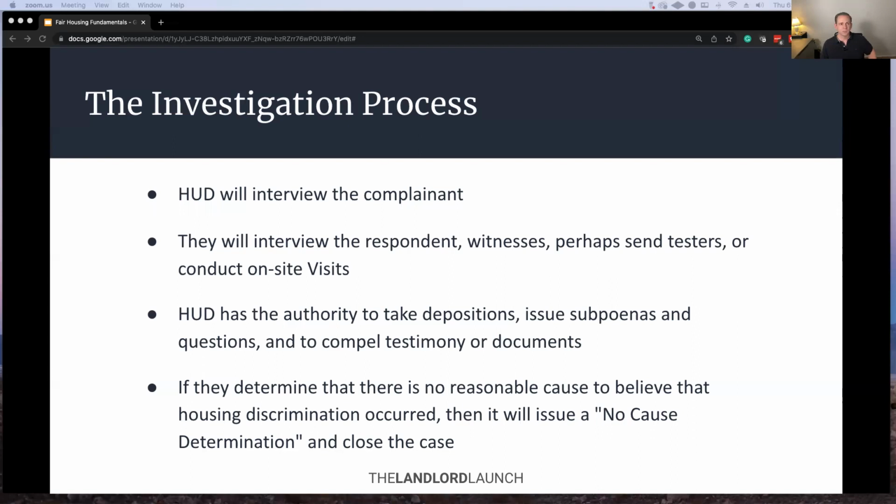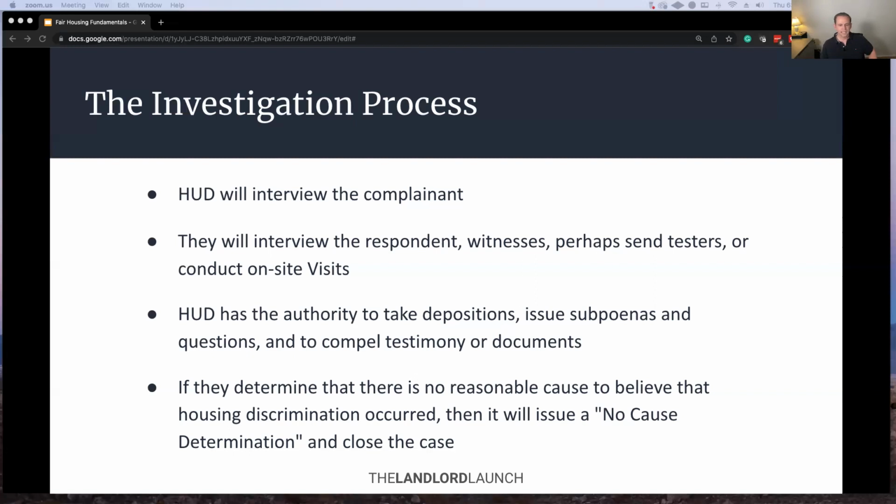Testers are basically people who set up situations with people of different races or whatever else, and there'll be a control group and a protected class group, and they'll see if you react differently to one or the other. So they may send a single white male into a community. If somebody's complaining of steering, saying no children on the top floor, they may send a single white male with no children in to look at an apartment on the ground floor, then send a single mother in to look at the same apartment and see how that property manager or landlord reacts differently, if there's any difference in the treatment.